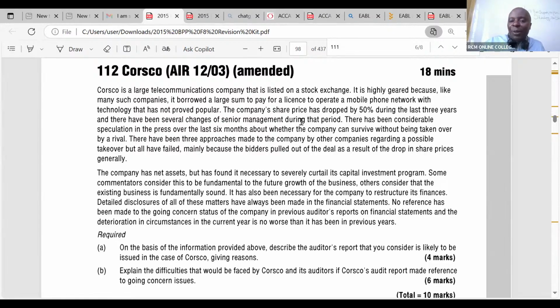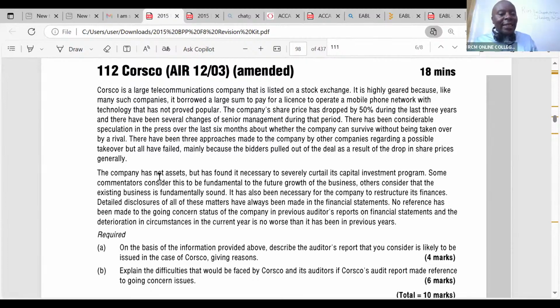The company's share price has dropped by 50% during the last 3 years, and there have been several significant changes of senior management, just like Safaricom. There has been considerable speculation in the press over the last 6 months about whether the company can survive without being taken over by a rival. There have been 3 approaches made to the company by other companies regarding a possible takeover, but all have failed, mainly because the bidders pulled out of the deal as a result of the drop in share prices generally.